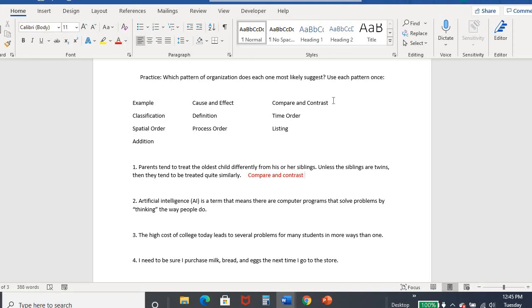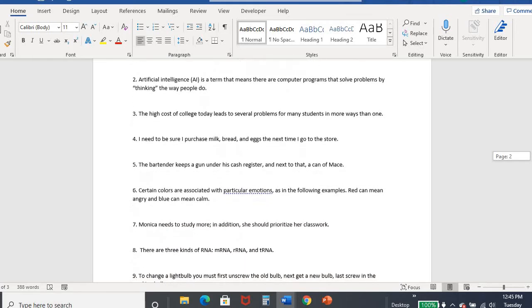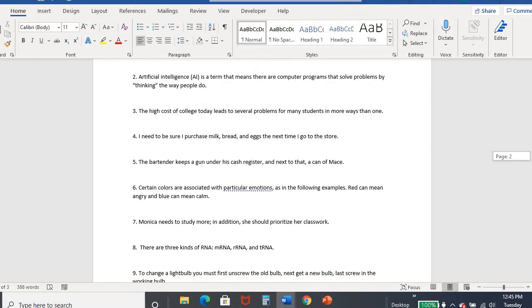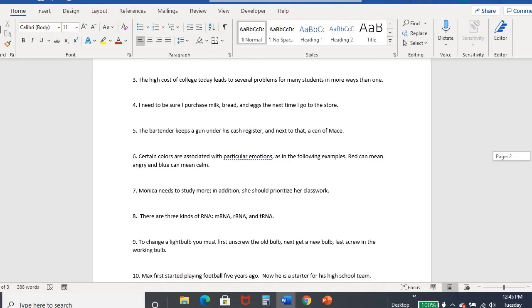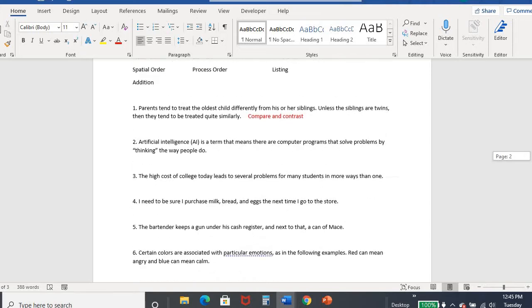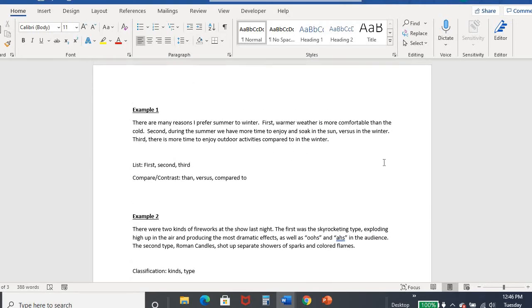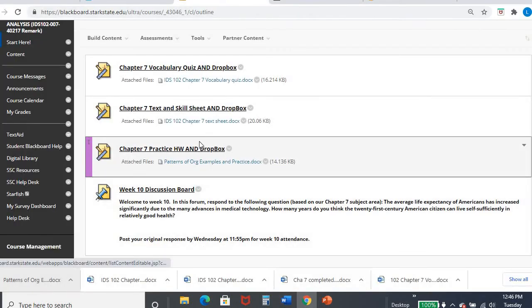So on your paper or in your own mind, whatever, just cross out compare, contrast. You've already used it once, then the rest are up. So go through and read the rest of the sentences and determine which structure, which pattern is being used, because all of them have some kind of clue, signal word, transition to let you know which pattern is being utilized. And this is just to give you some practice with that, and I'll give you feedback on that. When you're done, you'll submit that in the Dropbox. That is due Sunday.